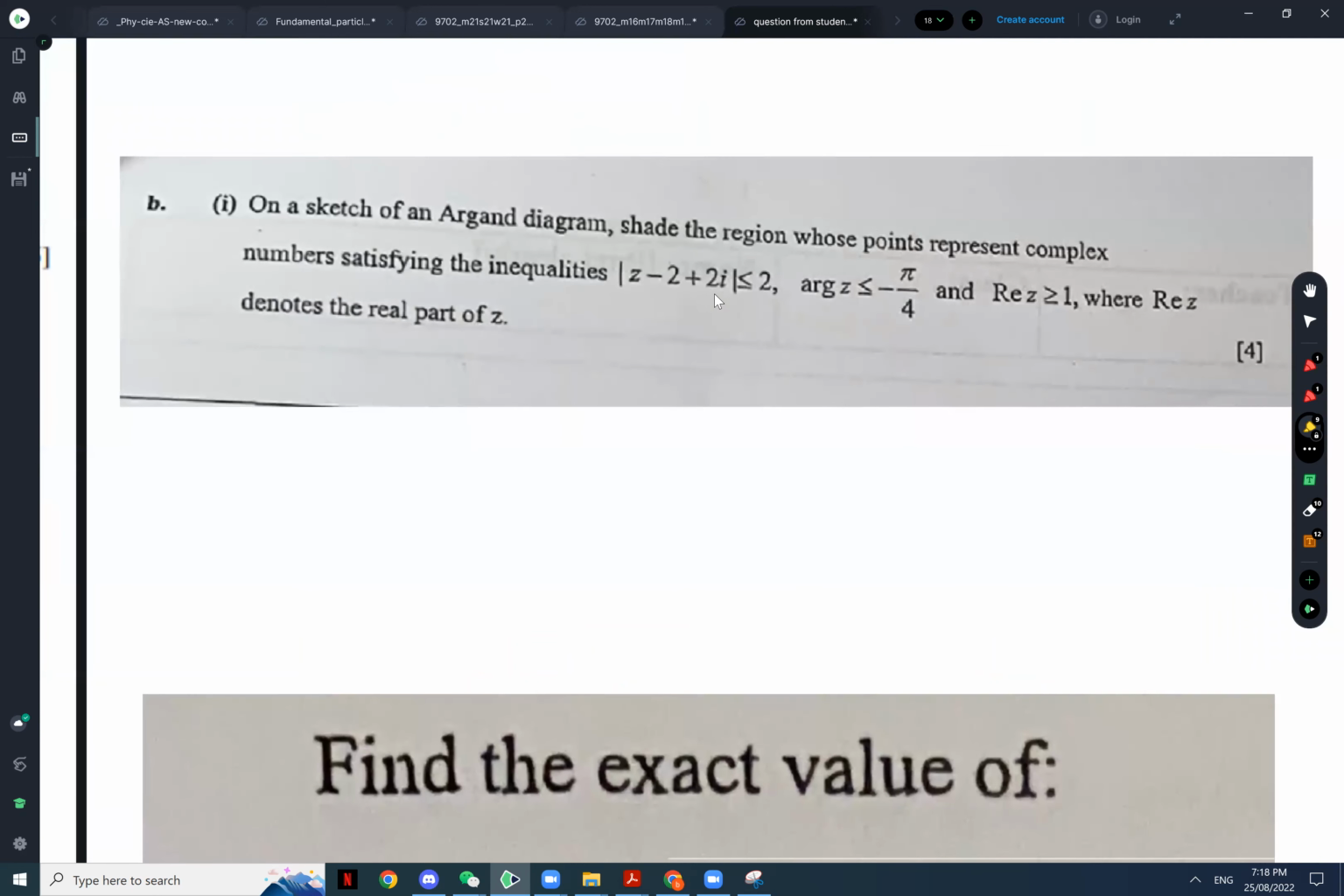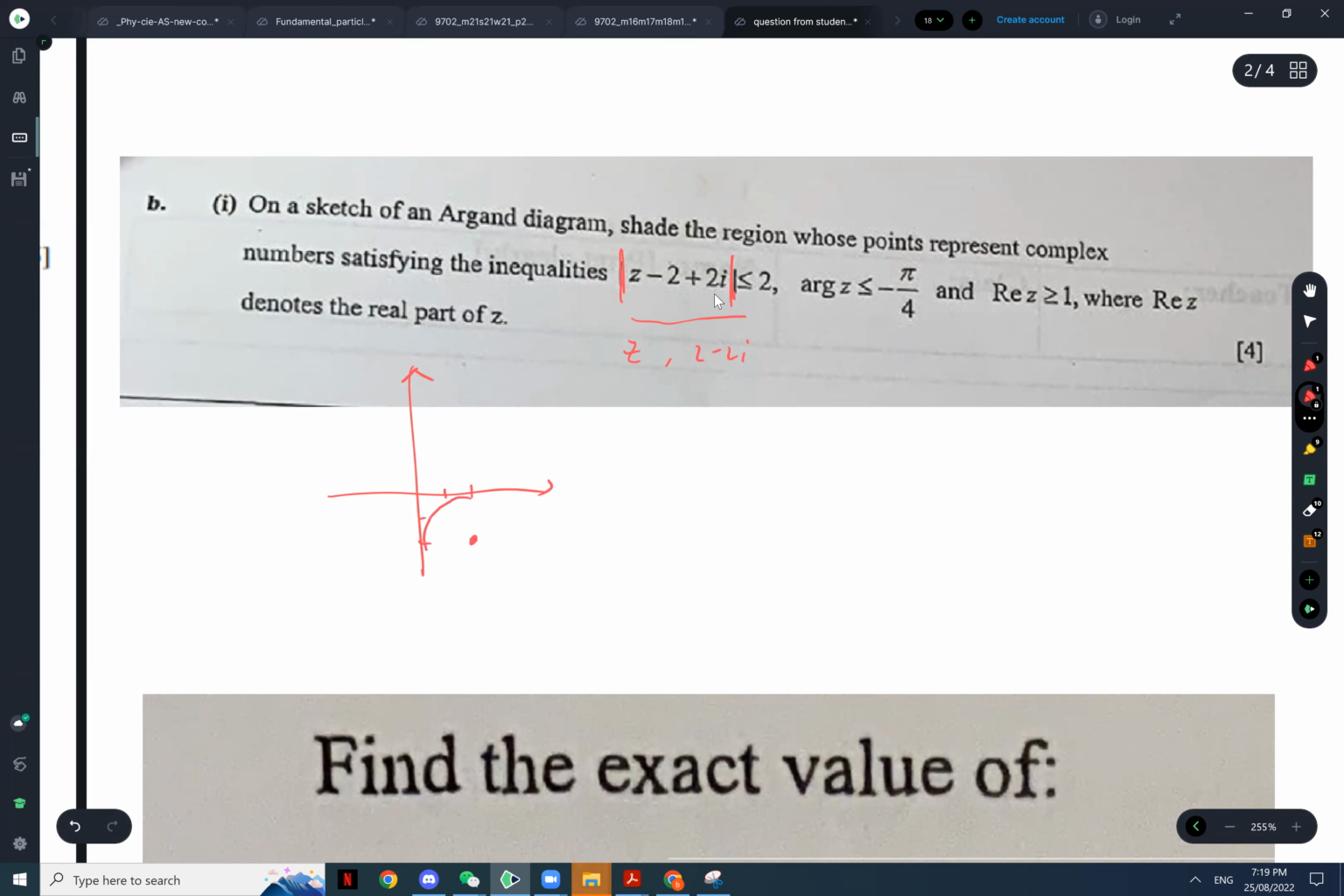Complex number. Complex number modulus just means distance. So this part is the distance from z to 2 minus 2i, less than or equal to 2, which means inside the circle. This is the inside, the internal part of the circle.